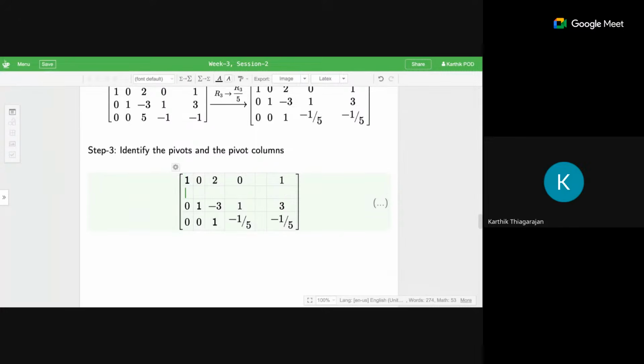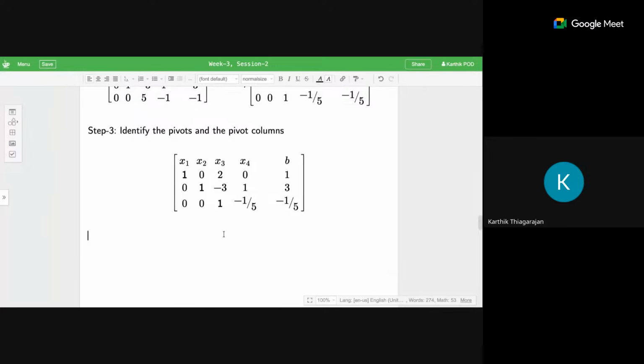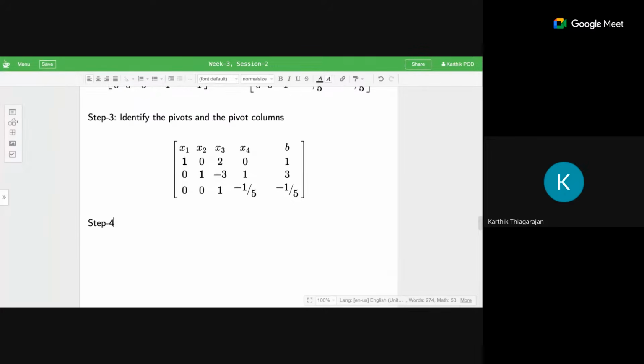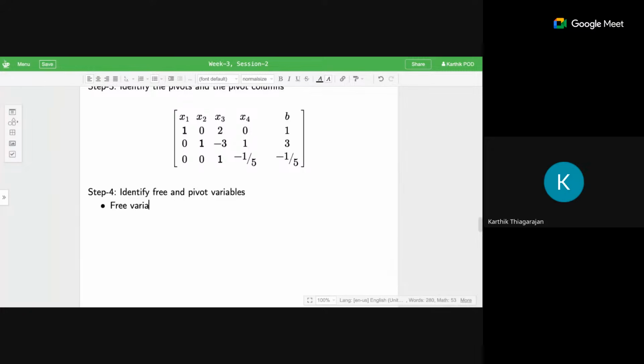Sometimes it's convenient to have the variables written out. This variable row is not a part of the matrix. It's just good to keep track of what is what. Okay, so that is done. Step 4 is identify free and pivot variables. First, the pivot variables are x1, x2, x3, and there is exactly one free variable. So x4 is a free variable.